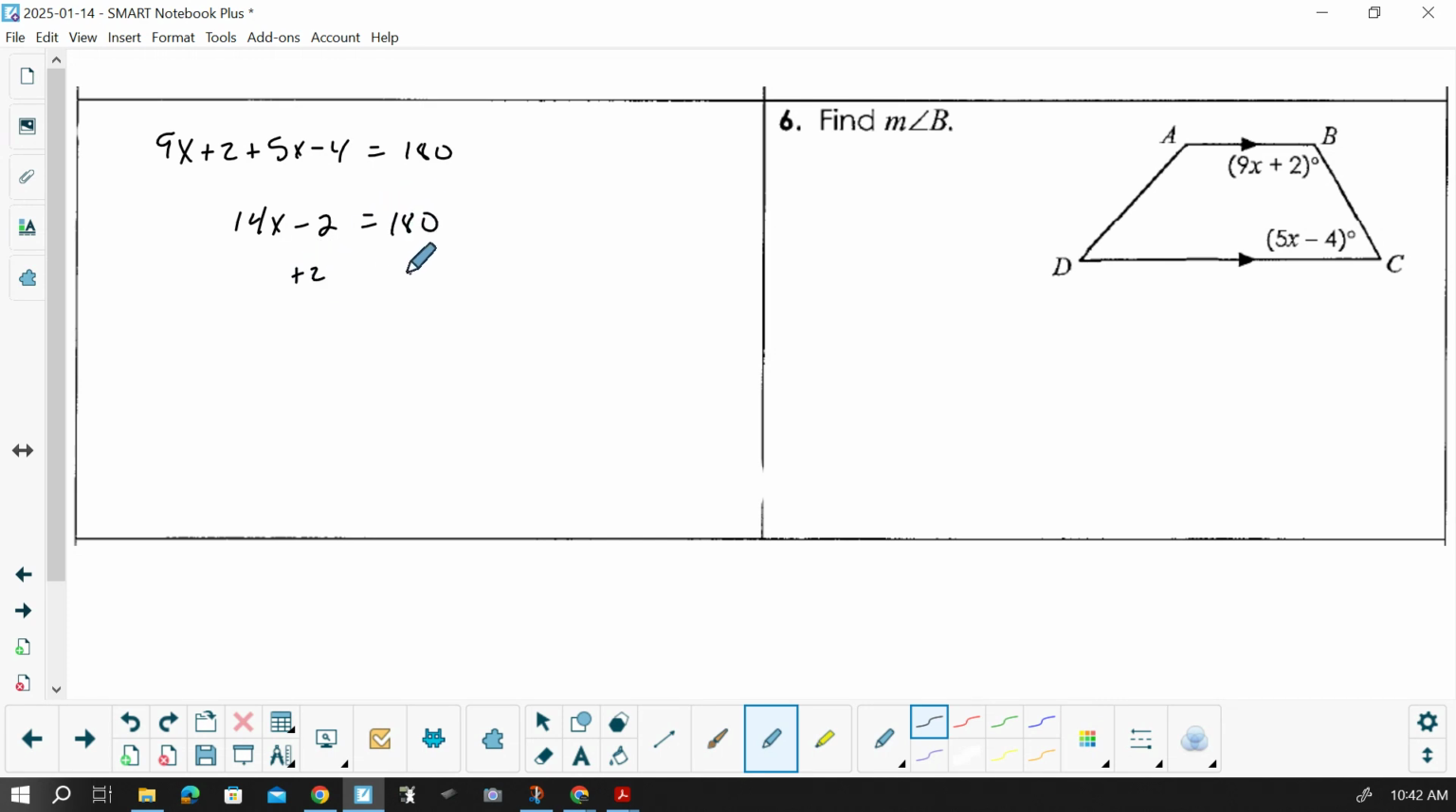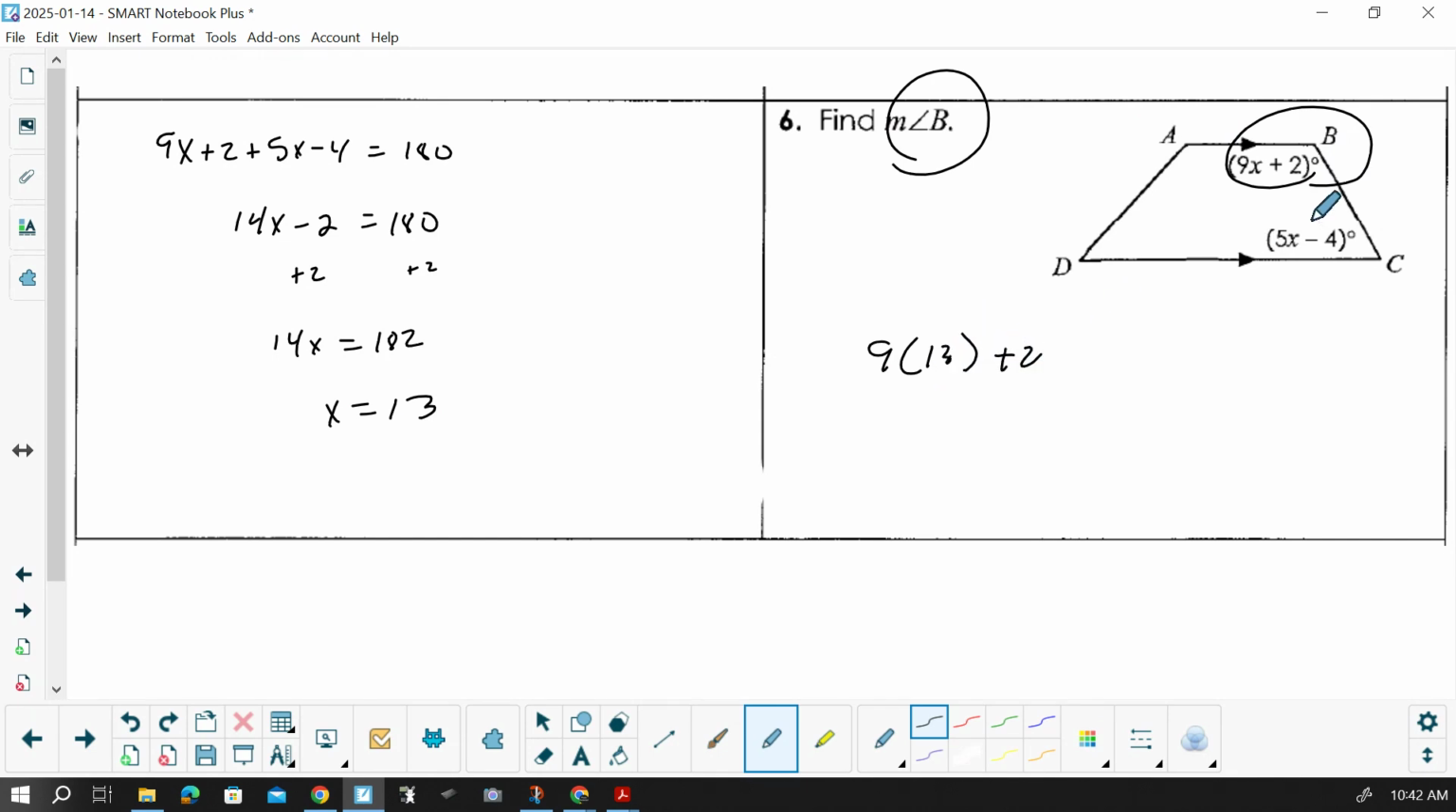Add 2 to both sides. 14x equals 182. And then 182 divided by 14 is 13. So x equals 13. The question says find angle B. That's this one. So we'll put 9 times 13, which is our x, plus 2, right? Just use that. 9 times 13 is 117 plus 2 is 119. So this is 119. Okay, so angle B, 119 degrees. That's the answer to number 6.